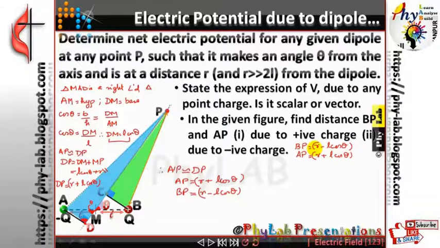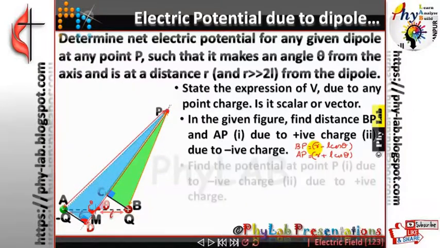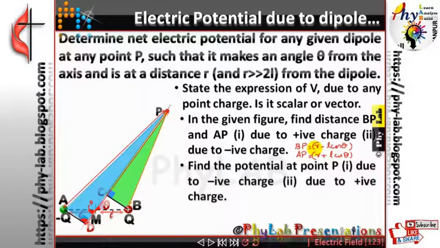Friends, let's move on to the next question and see what that suggests to us. The next question says we need to find out the potential due to this negative charge and due to the positive charge, friends. Now, let's find the potential due to the negative charge first. The potential due to the negative charge is always written with a minus sign. So, minus 1 upon 4 pi epsilon naught, the magnitude of the charge, that is Q, upon the distance. What is the distance then? That is AP. Now you have already calculated AP, isn't it?